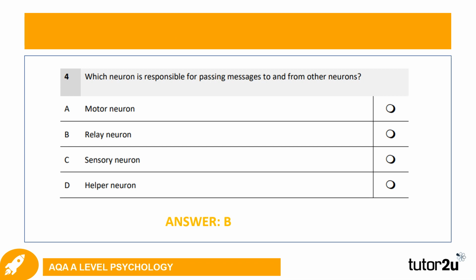Again, well done if you identified the correct answer as being B, the relay neuron. So the relay neuron is the neuron which passes information to and from the sensory neuron and the motor neuron. If you are struggling to remember your three different types of neurons, imagine your relay neuron as being the person who's in the relay race, passing the baton to and from the other two neurons either side of it. So you've got your sensory neuron, the relay neuron passing the baton to and from, and the motor neuron.